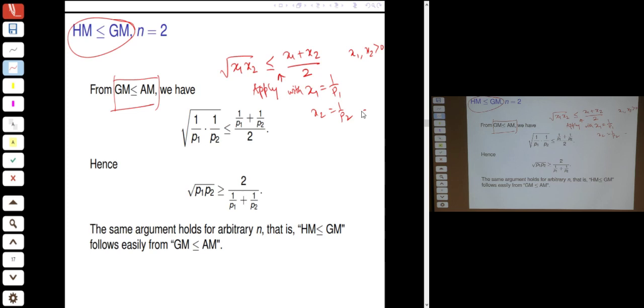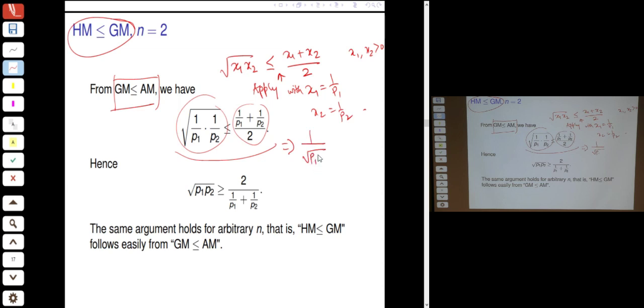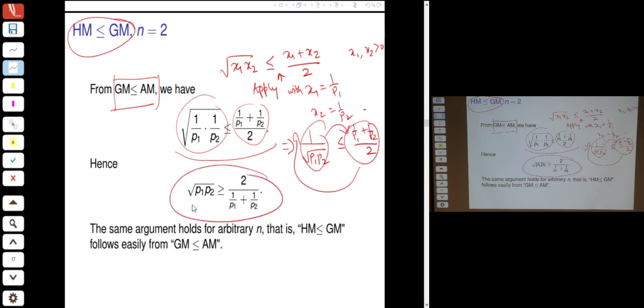Okay? So, this would mean the square root of 1 by p1 times 1 by p2 is less than or equal to the average of 1 by p1 and 1 by p2. So this means that 1 by square root p1 p2 is less than or equal to (1 by p1 plus 1 by p2) by 2. So, you just take this to this side and that to that side, and you get that square root p1 p2 is bigger than 2 over (1 by p1 plus 1 by p2). Okay?